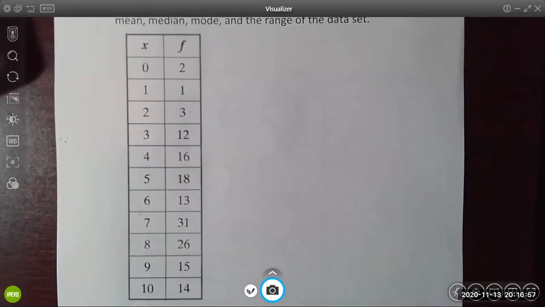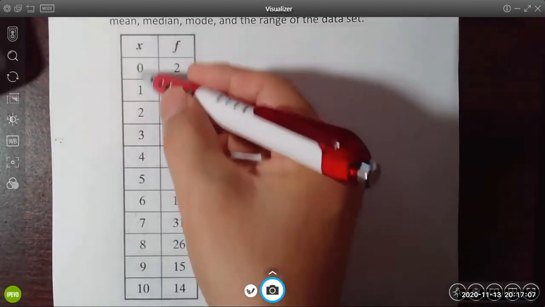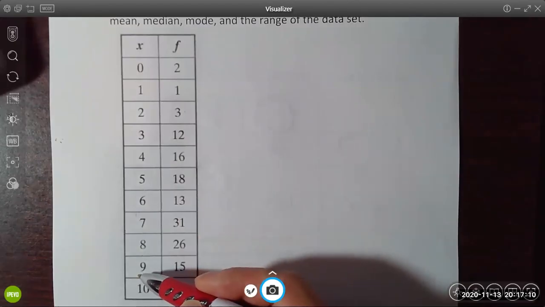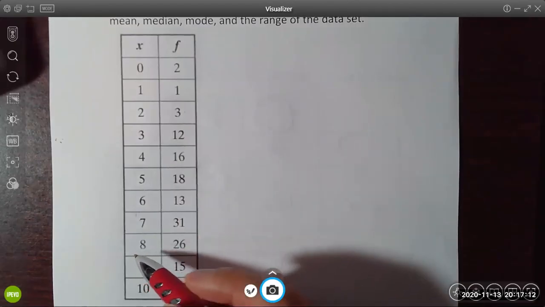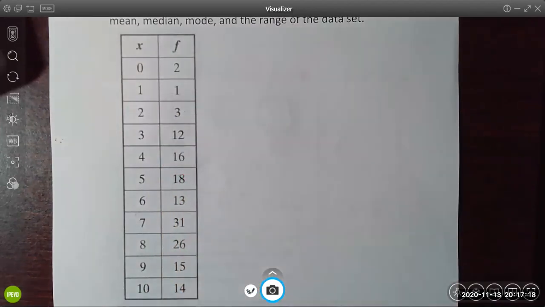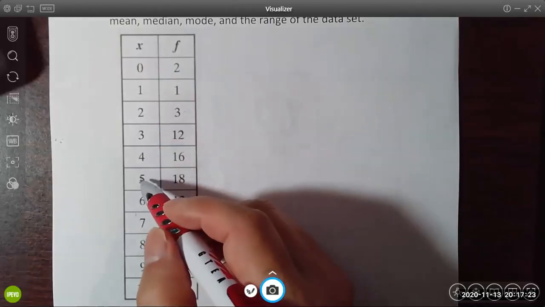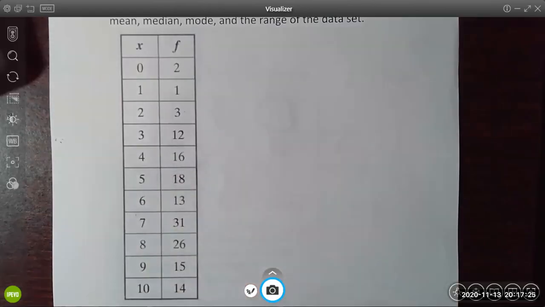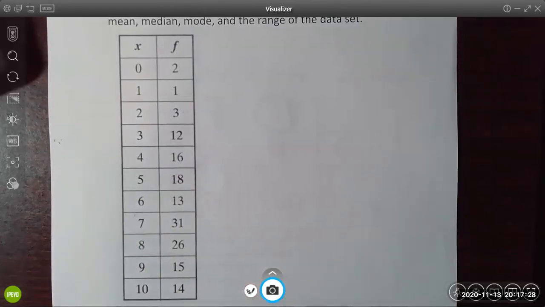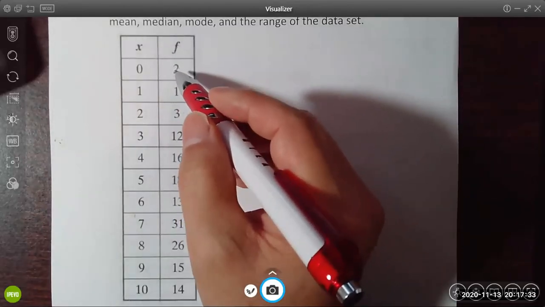So we have this frequency distribution table. Let me give you a little bit of background information. In any frequency distribution table, the first column represents the values. So in this case, they represent the stress level of college students. Level 0 represents no stress, level about 5 represents middle level stress, and level 10 is the maximum level of stress. And the frequency represents the number of students who feel that stress level.